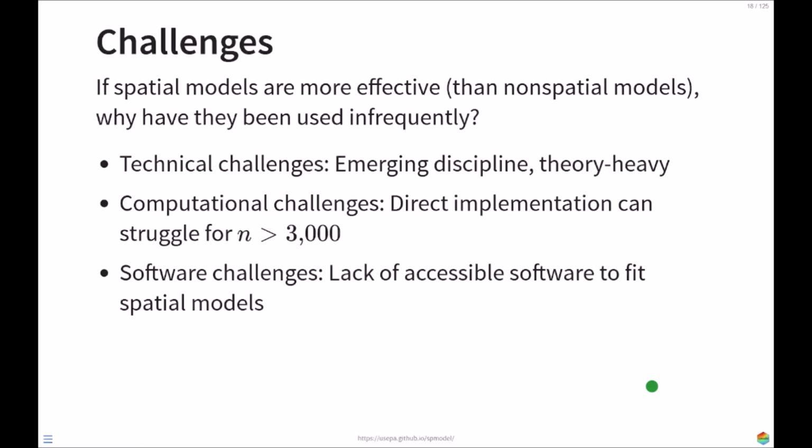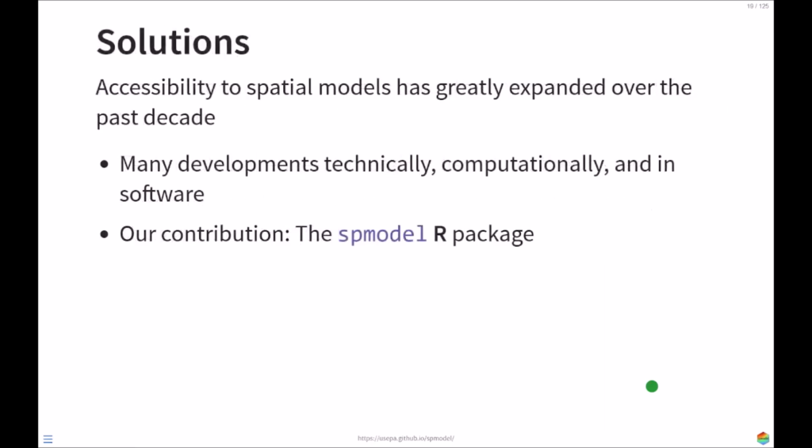And oftentimes in ecology, we can have really big data sets. And then third is software challenges. Historically, there's been a lack of accessible software to fit these types of spatial models. Some solutions to these problems: over the past couple decades, accessibility to these types of models has really expanded, especially over the past decade. There have been lots of developments technically, computationally, and especially in software. There's lots of really awesome software out there for working with spatial data and fitting spatial models.